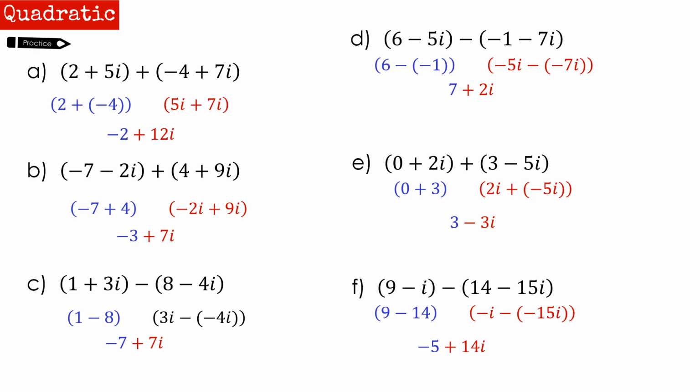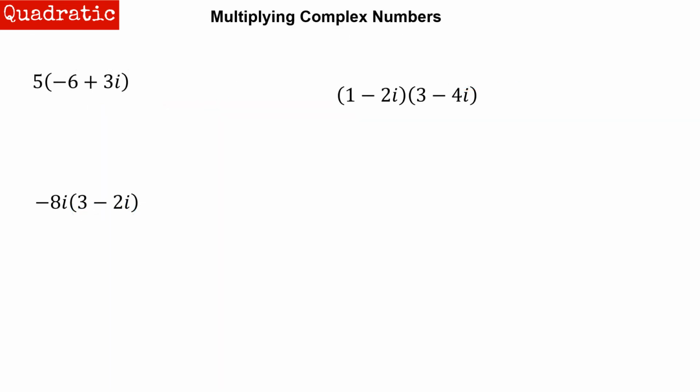Let's look at multiplication. The rules for multiplication haven't changed. So 5 times -6 plus 3i, we're just going to distribute. 5 times -6, then 5 times 3i, it's going to give us -30 plus 15i. That's a good answer because it's in the form a plus bi.